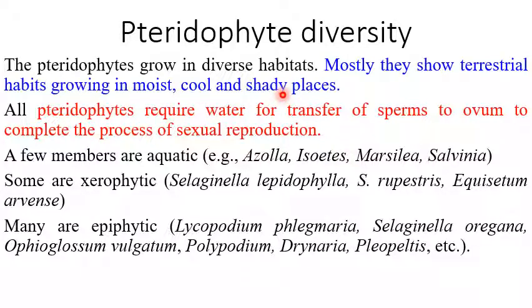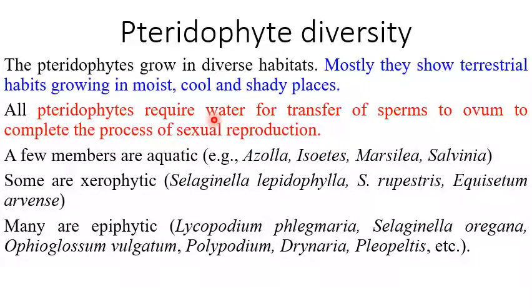So shady places means what? In dense forest, wherever there is availability of great moisture in soil, the place is cool with respect to temperature and continuous shade conditions are there. Such places are best for the growth of pteridophytes, and pteridophytes grow very well there because all ecological requirements are fulfilled in such types of places.